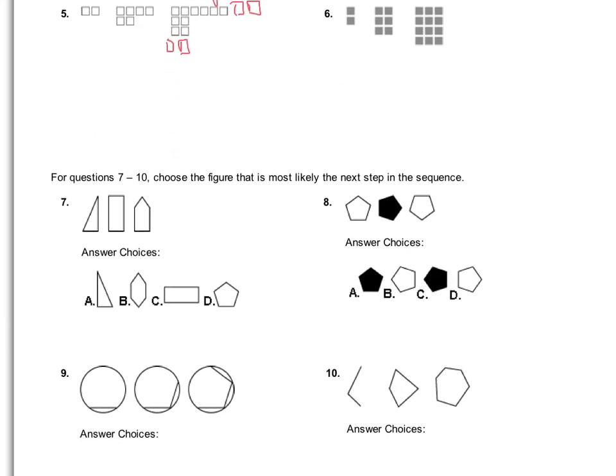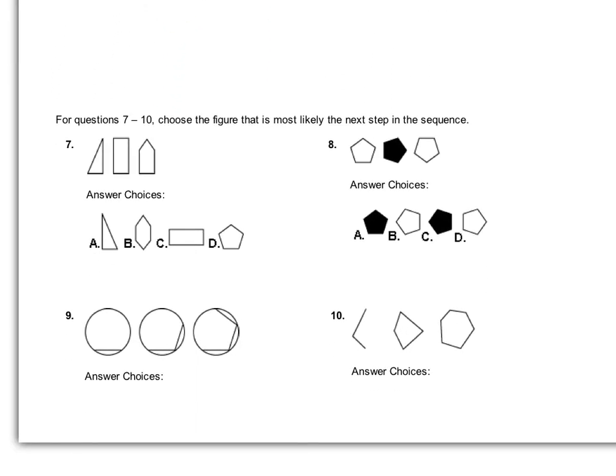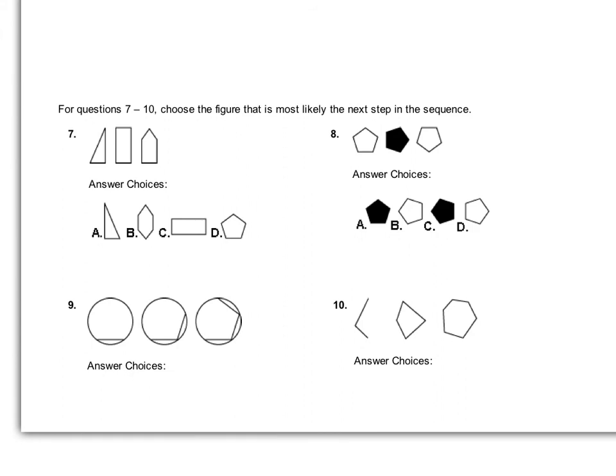If we look at number 7, it says choose the figure that is most likely the next step in this sequence. So the biggest thing here is you're just going to have to pay attention to what's happening. So if you look at 7, you have a triangle, a rectangle, and then what we would call a pentagon, because it does have 5 sides. And so we've got to figure out what's happening. Well, the first shape has 3 sides, the second shape has 4, the next one has 5. I'm going to write that in, 3, 4, 5. So the next shape needs to have 6 sides. So we're just looking for which answer choice offers a shape with 6 sides, and that would be answer choice B.